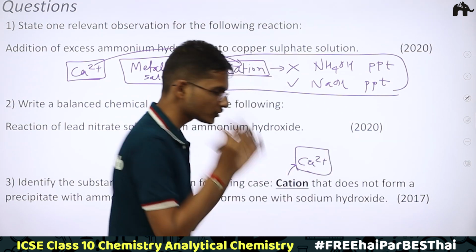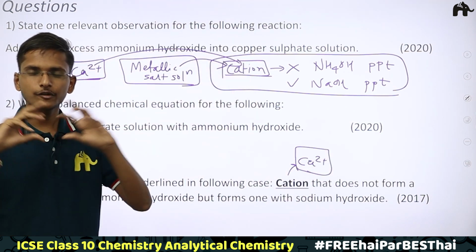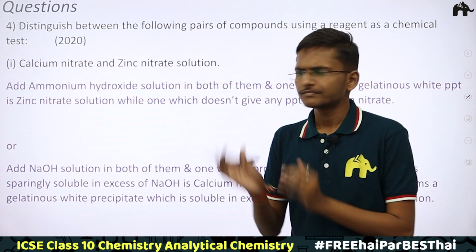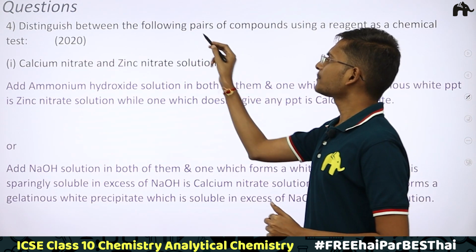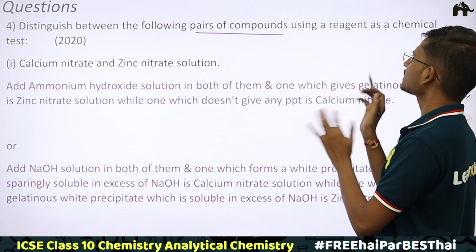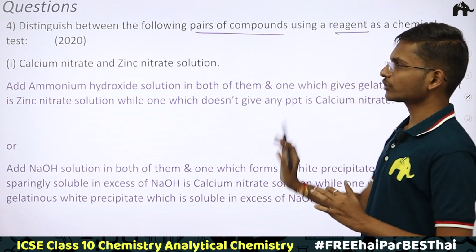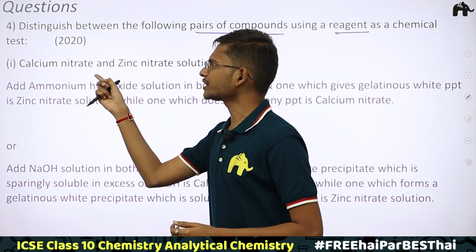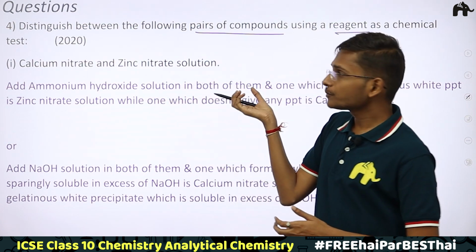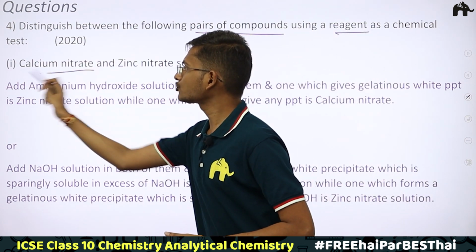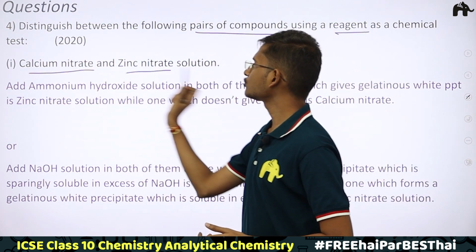Okay, so this way you have to run your brains and you have to answer the questions. You have to use the concept. Okay, so next question is distinguish between the pairs of compounds using a reagent as a chemical test. Now this was asked in your 2020 exam. So pair of compounds, which two compounds are given to us? Calcium nitrate solution and zinc nitrate solution.